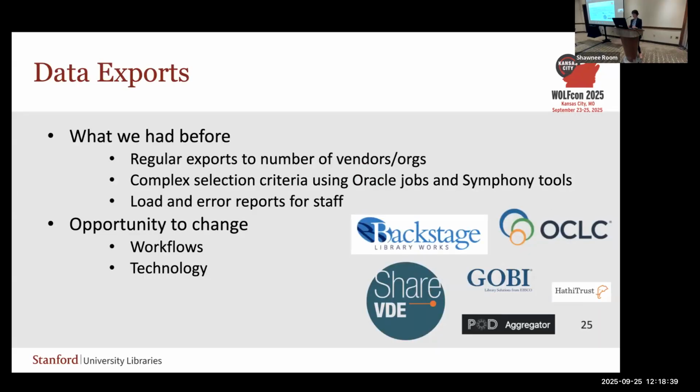What we had before was regular exports to a number of vendors and organizations of bibliographic data mostly. Examples like OCLC, POD, our authority vendor. We also had to do regular full dumps of our catalog, and we needed to provide staff with export reports. Similarly to data imports, we had some opportunities to look at our workflows and Folio functionality and the vendors themselves that we were working with.